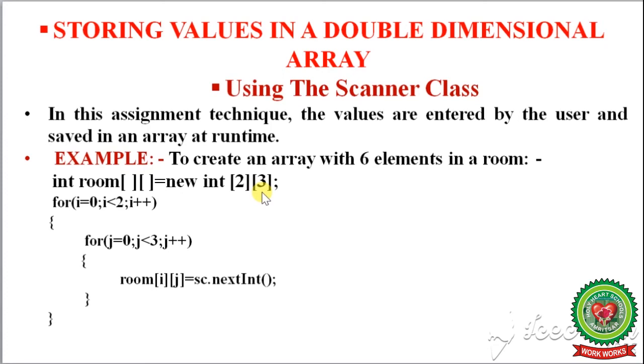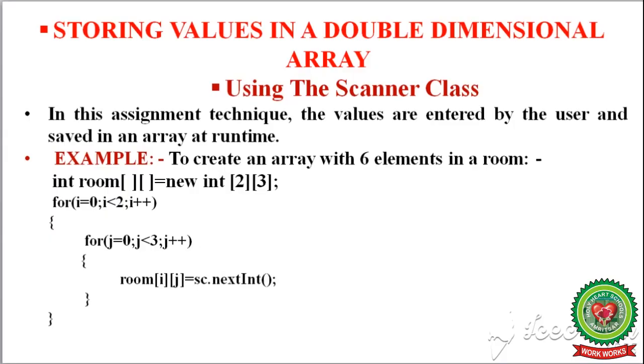We will do it with the help of a loop. For I is equals to 0, I less than 2, I plus plus. This is your outer loop and this loop is for rows in an array. Then the inner loop is for j is equals to 0, j less than 3, j plus plus. This is the inner loop and it is for columns in an array. And then we will accept the number of elements from the user by the scanner class method, that is next int. Now let us discuss it with the help of a BlueJ program.